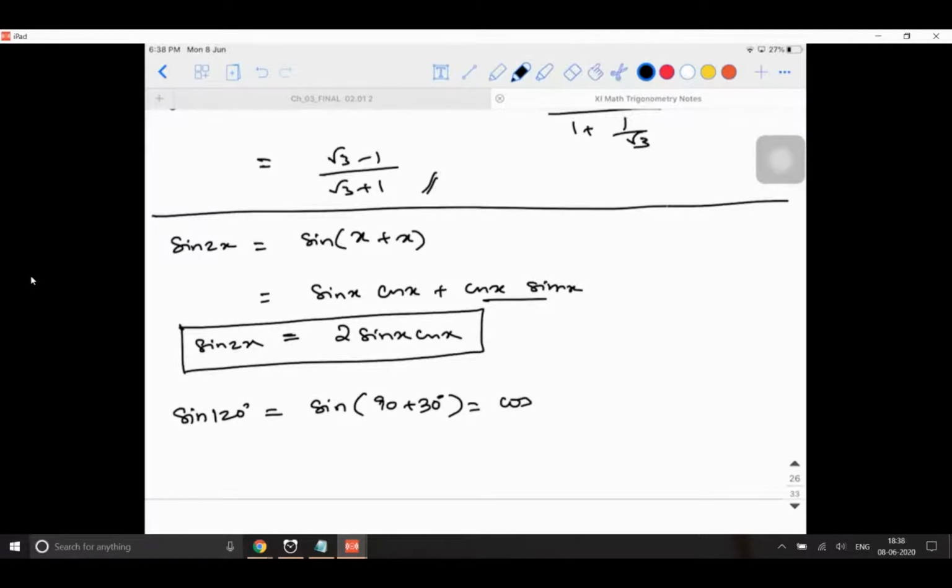Sin 90 plus 30 will give you cos 30. Because, as I told you, for a supplementary angle plus 30, odd multiples of 90 plus theta will give you the complementary function. Right? So that is cos 30. Cos 30 is going to be root 3 by 2. Remember this?